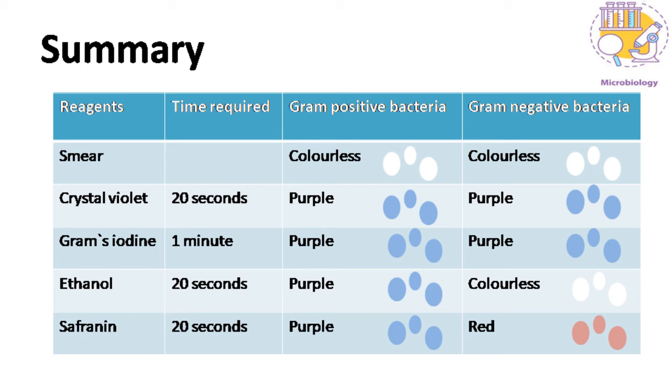On adding gram's iodine for 1 minute, gram-positive bacteria appear purple. In the same way, gram-negative bacteria also appear purple in color. By adding ethanol for 20 seconds, the gram-positive bacteria remain purple, whereas the gram-negative bacteria appear colorless. And on adding the counter stain or safranin for 20 seconds, the gram-positive bacteria appear purple and gram-negative bacteria appear red in color. Therefore, the gram-positive bacteria appear purple, whereas the gram-negative bacteria, which take up the counter stain, appear red in color.